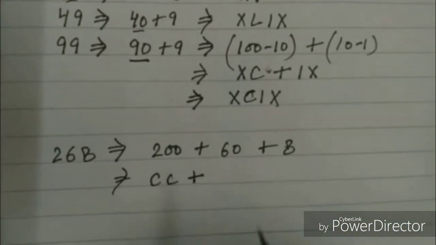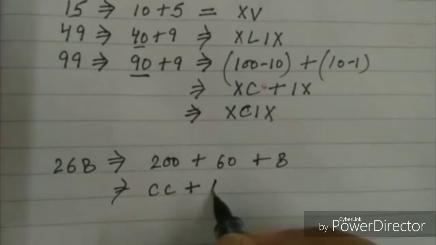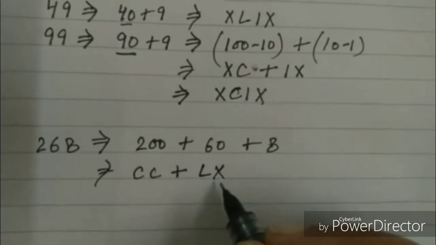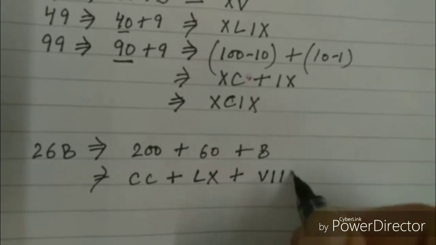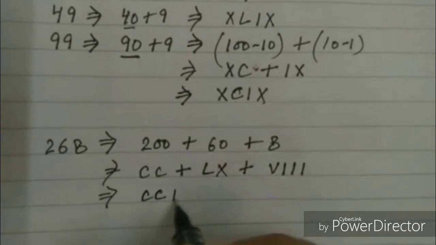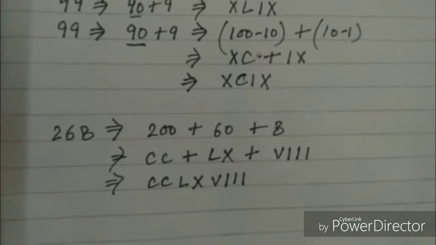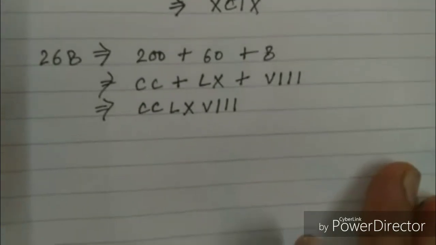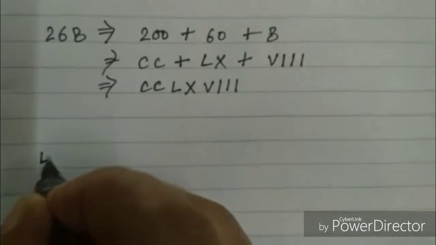Now we know 200 can be written as CC. 60 can be written as 50 plus 10. 50 is L. Yeah, LX. 50 plus 10 means we are adding 10, we will write it to the right side. Then 8 we know: 5, 6, 7, 8. Just write it combined. Combine all this: CC, LX, VIII. So this is the very simple explanation. I think you all must have understood. Just one last example to make the thing very clear to you.